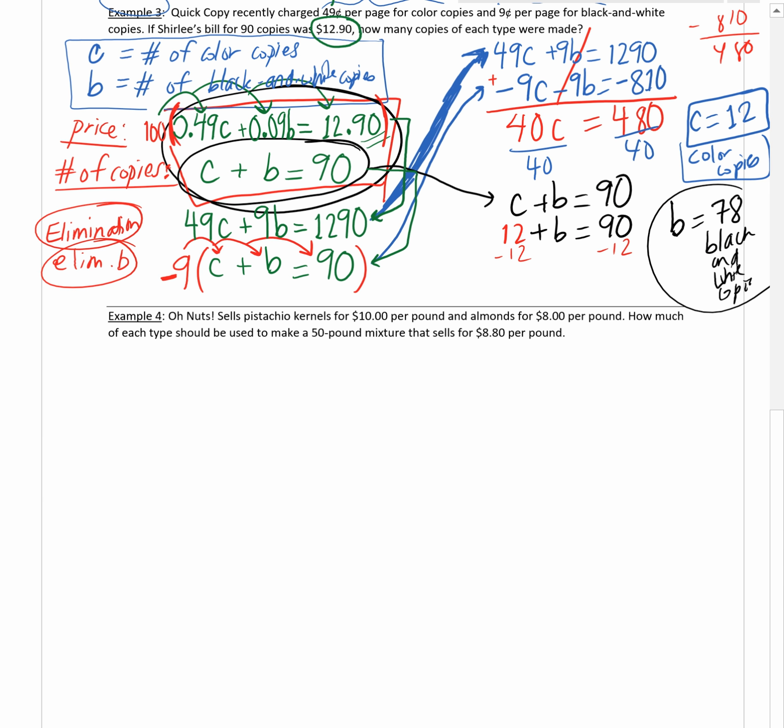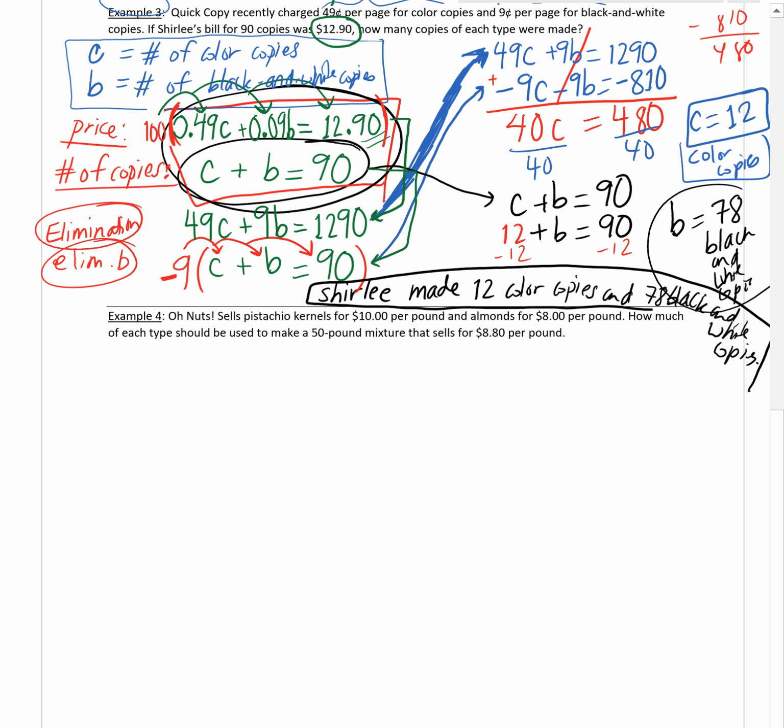Now I can sum it all up in one sentence. What's her name? Shirley. I was about to call her Sally for some reason. Shirley made 12 color copies and 78 black and white copies. There we go. That's probably more like what they would want, a nice sentence summing it all up there.